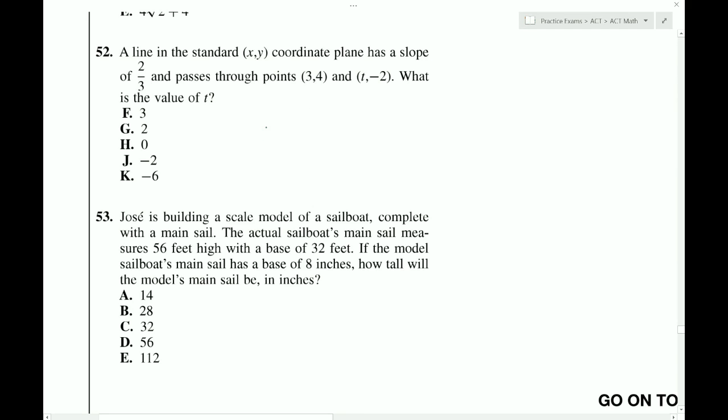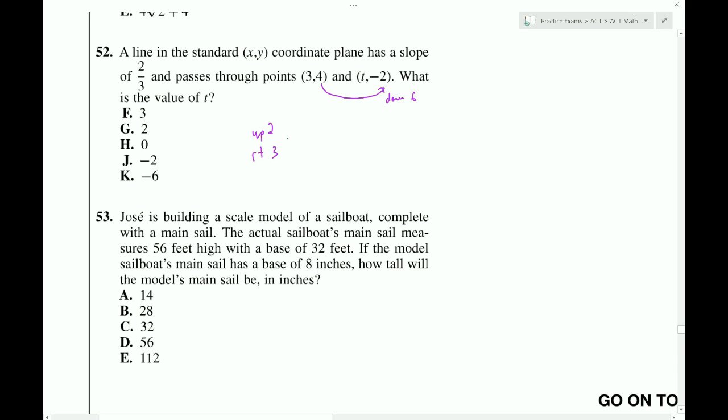Okay, so we go up 2 when we go to the right 3. Now, let's see. Oh, these are y's. Aren't they? Yeah, these are y's. So the y went down by 6. Down 6. Right? So the y is on the top here. So instead of going up 2, I went down 6.